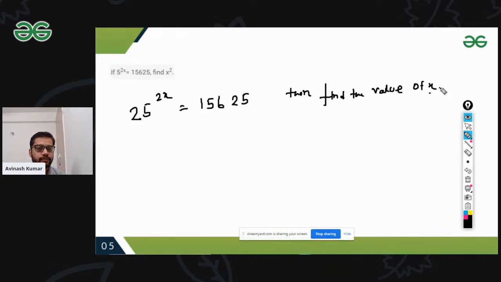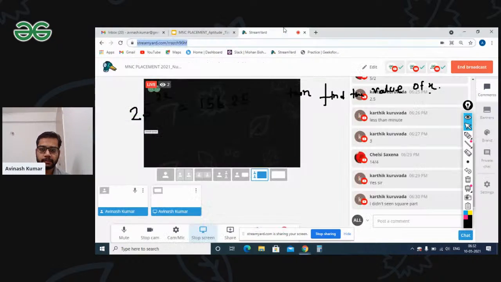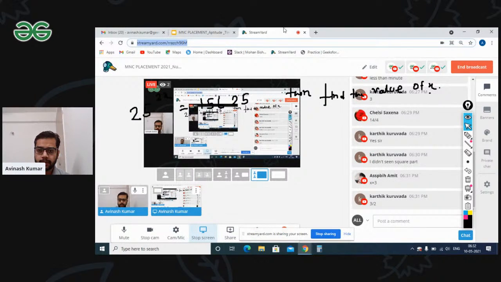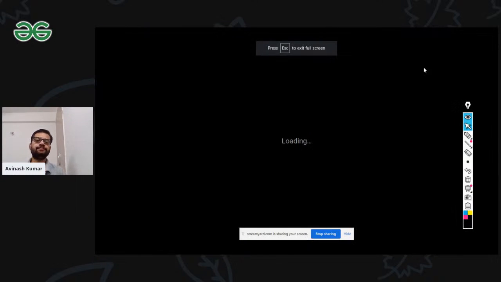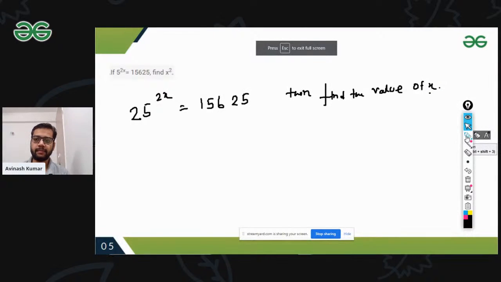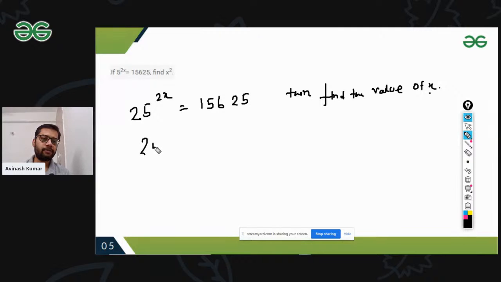Tell me, guys, what would be the answer for this? As per Amit, x is equal to 3. As per Karthik, 3 by 2. Let me see. It's like this is our 25 to the power 2x. And can I write this as 25 to the power 3?